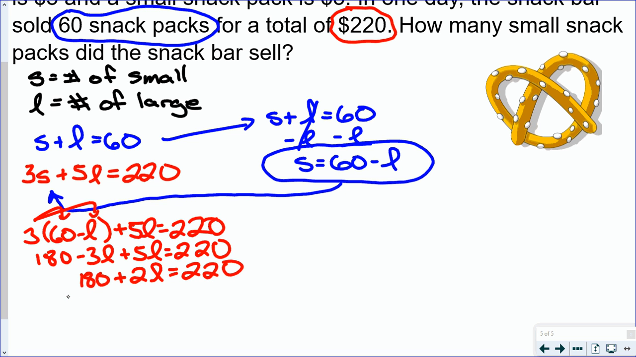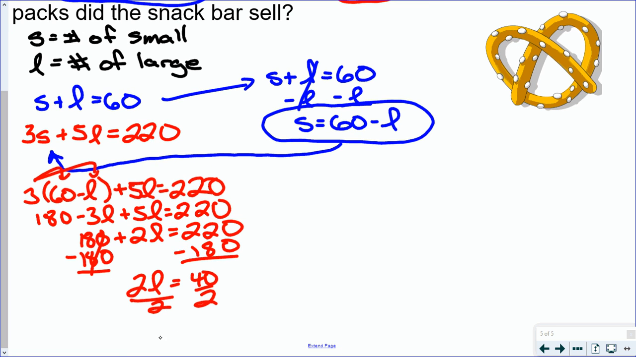Two-step equation now, subtract 180 from both sides. So 2L equals 40. Divide both sides by 2. Running out of room. L equals 20. So I'm halfway there. I know that I sold 20 large snack packs. Now, I just need to find out how many small snack packs did I sell.